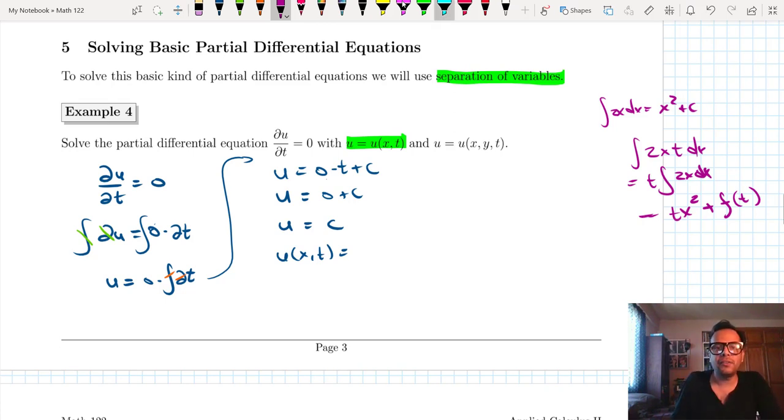Notice the integration was made with respect to t, but the function we're looking for depends on two variables, x and t. That's what is assumed. So in this case, I'm going to call this some f of x, just f of x. And that is the solution.